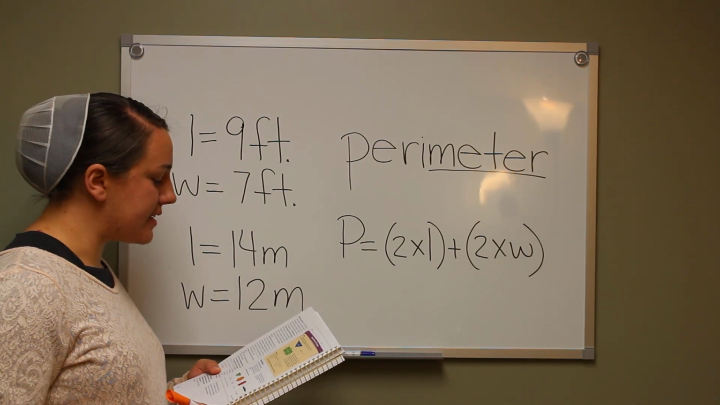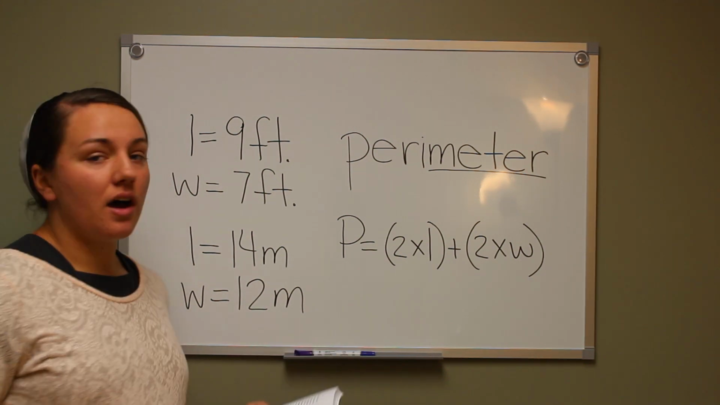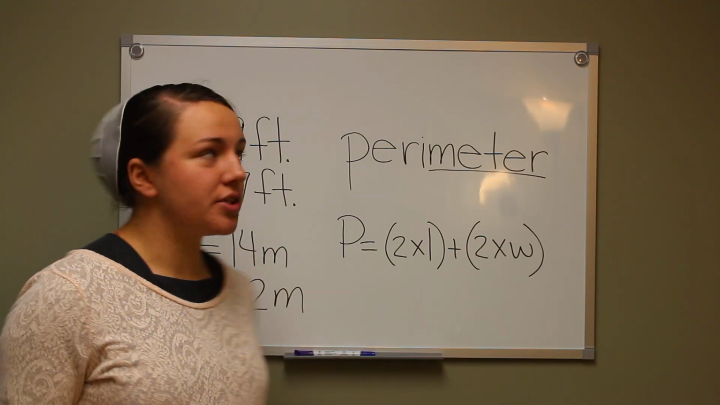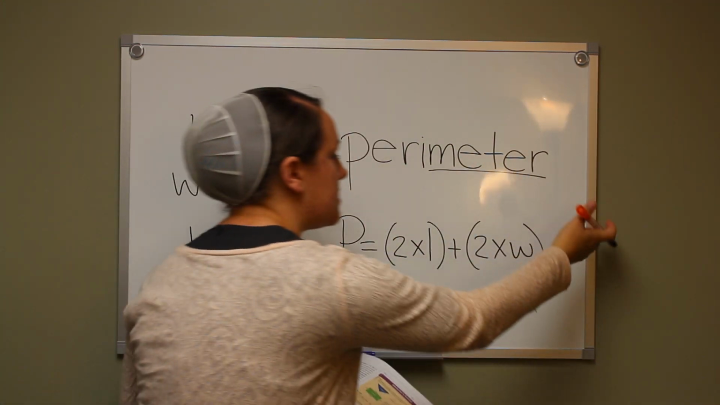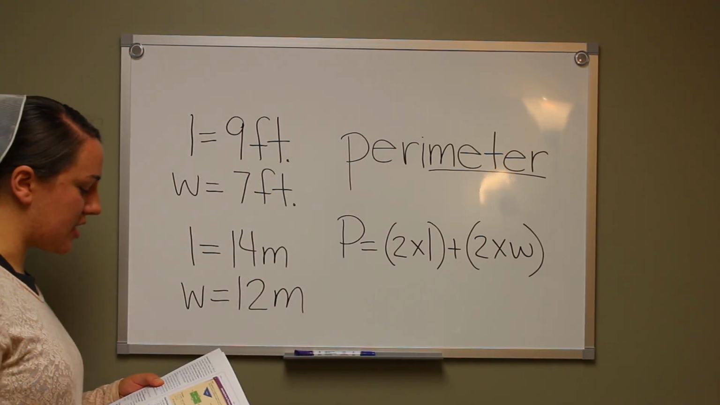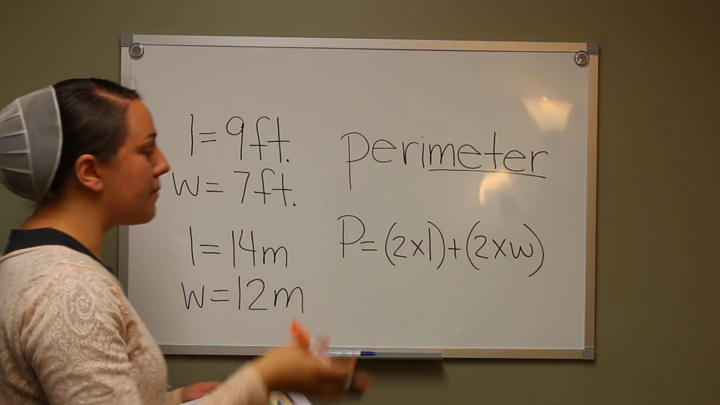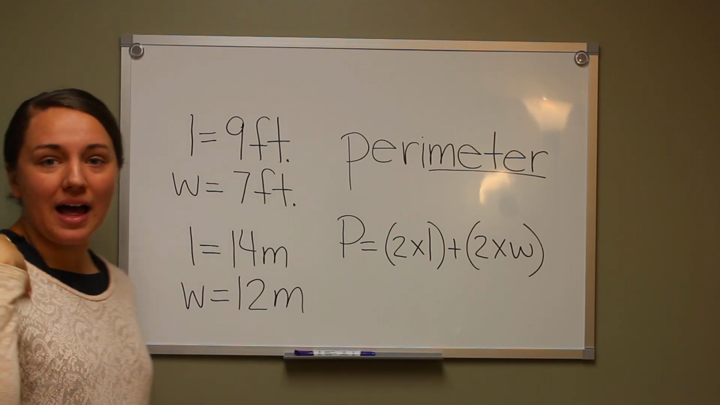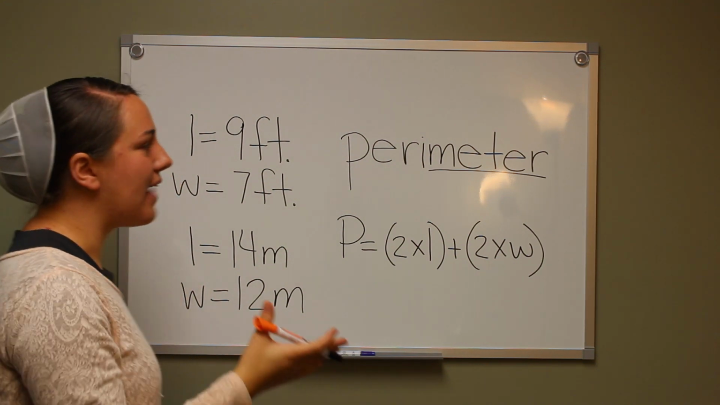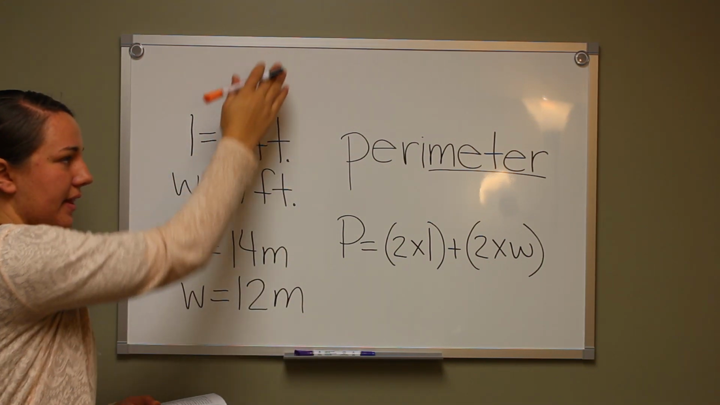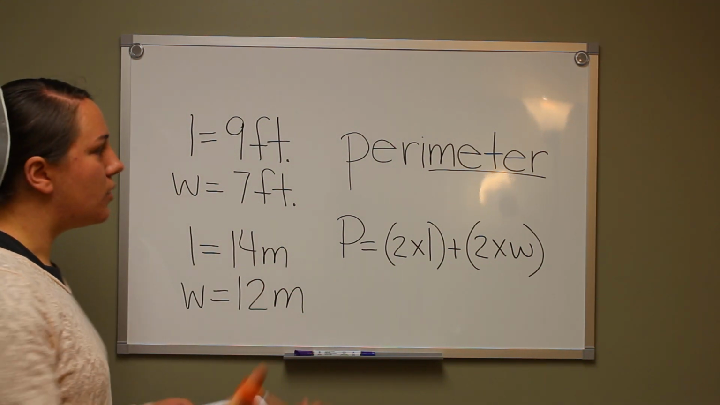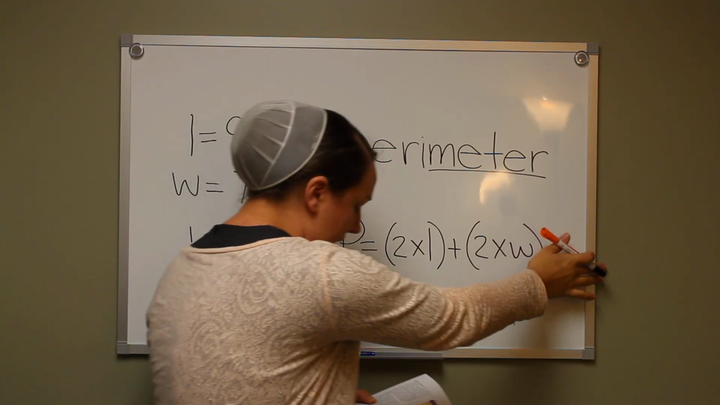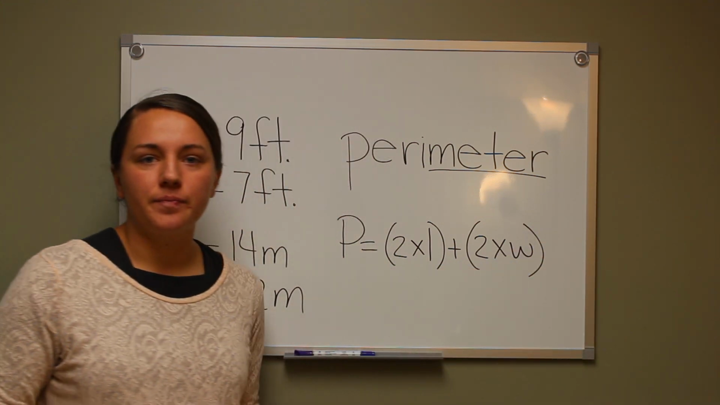Now, because opposite sides of a rectangle are congruent, notice how these 2 sides are the same length as each other, and these 2 opposite sides are the same length as each other, we can simply measure this side and multiply it by 2, and that will tell you the length of this and this together. We can measure the length of this side, multiply it by 2, and that will tell you the length of this and this side together.